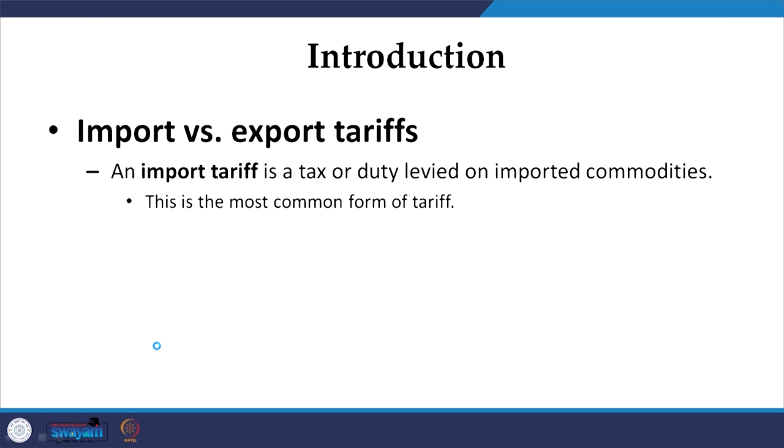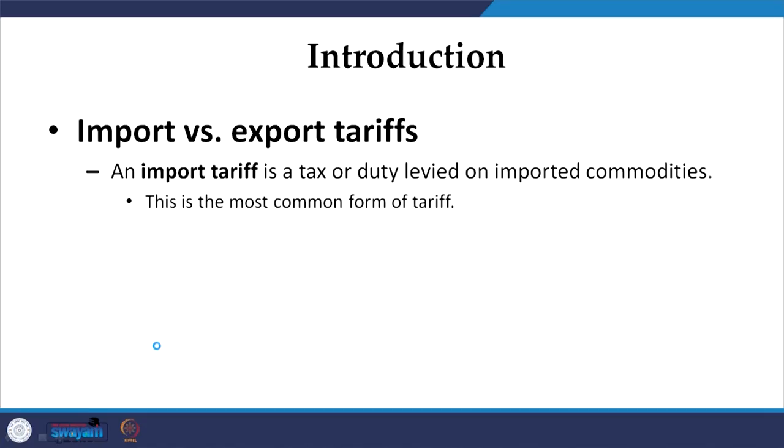So we'll discuss the meaning of each of these from now on. Now, as an introduction to the understanding of tariff, let us try to understand what we mean by tariff. Tariff is a restriction on trade. Basically, it is a tax or a duty levied on imported commodities.